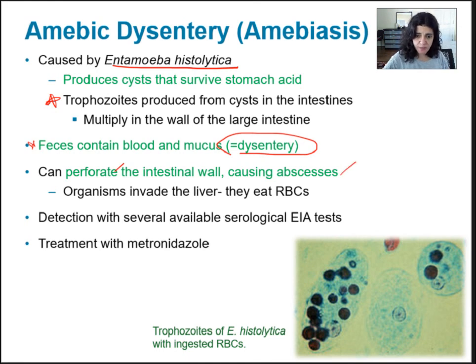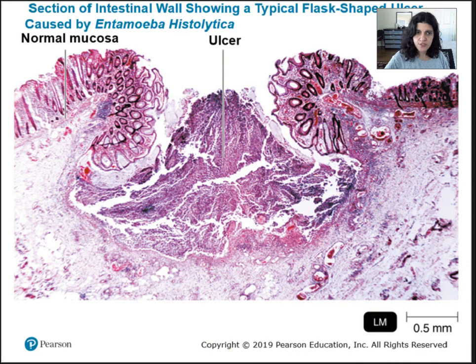There is a very typical feature, they eat red blood cells, right? They can invade the liver. And there is a very typical lesion here. See, it's called a flask-shaped ulcer, which is this ulcer here. See, this is the intestinal wall here, and then suddenly you see this looks like a volcano, this type of ulcer.